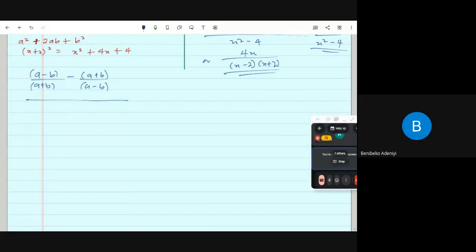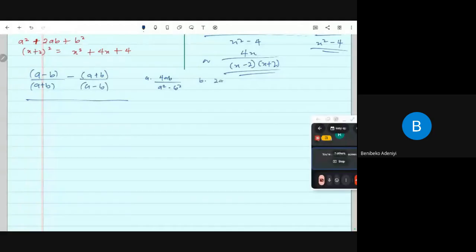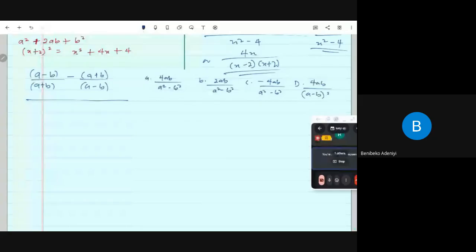The options: Option A, A over A squared minus B squared. Option B, 2AB over A squared minus B squared. Option C, minus 4AB over A squared minus B squared. Option D, 4AB over (A minus B) squared. Those are the four options. This one can never be the answer. I can rule this out.